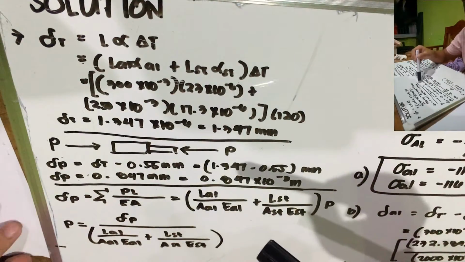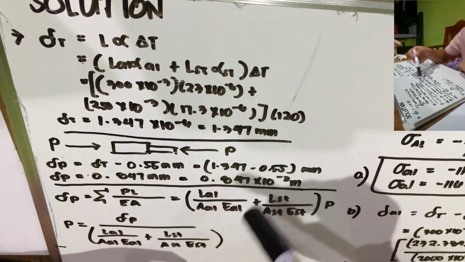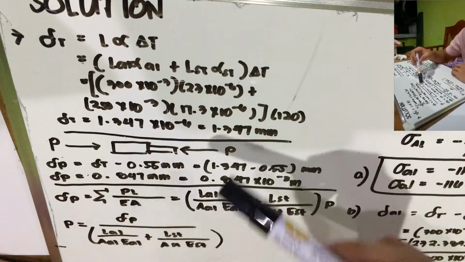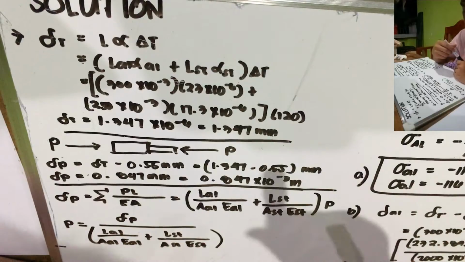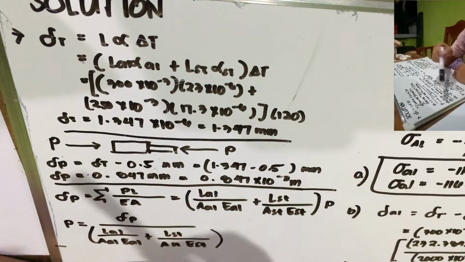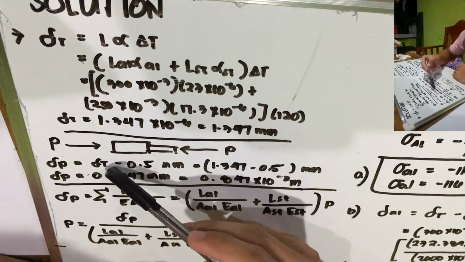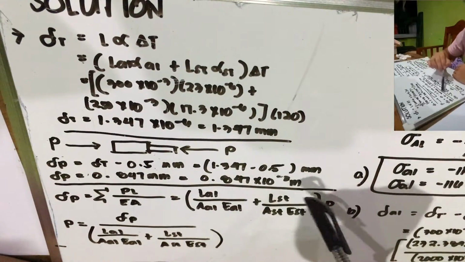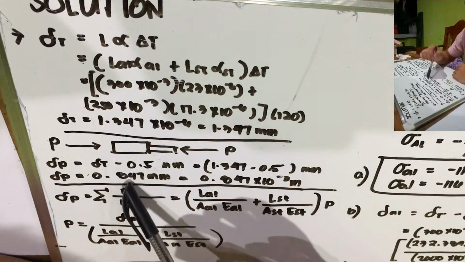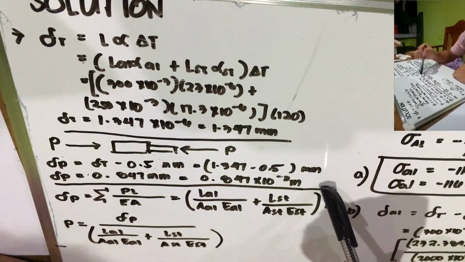So the next thing we'll do is to draw the equilibrium diagram of the compressive force of the rods. Now, since it's compressive, we all know that the constraint imposed, so the max elongation is equal to 0.5 millimeters. So the change in length due to the force is equal to the change of length due to temperature minus 0.5 millimeters. Then we substitute the values, we get 0.847 millimeters, or 0.847 times 10 to the power of negative 3 meters.